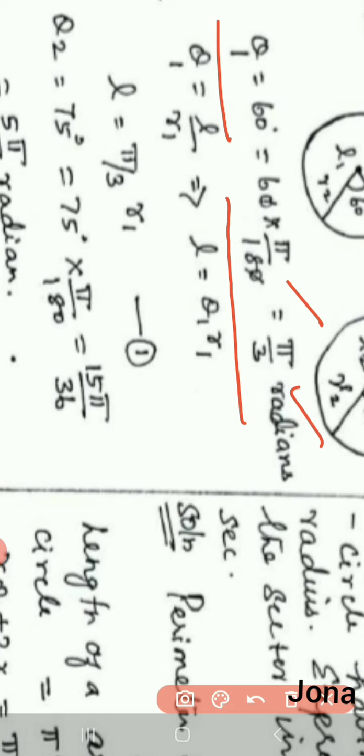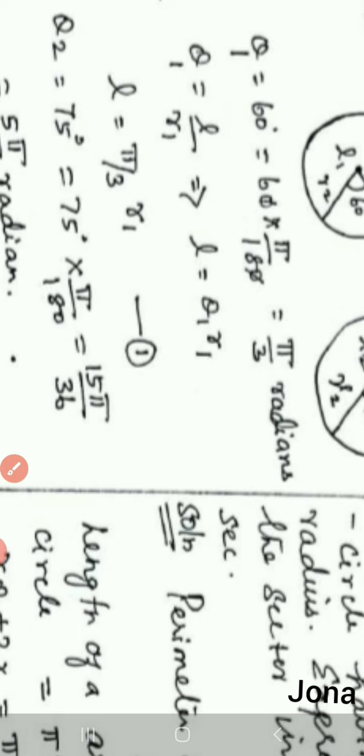And then theta 1 equal to L by R1. So L equal to theta 1 R1. Okay, here we found already theta 1 is pi by 3. So we can substitute theta 1 is pi by 3 into R1. Here we have the first length of arc like this.